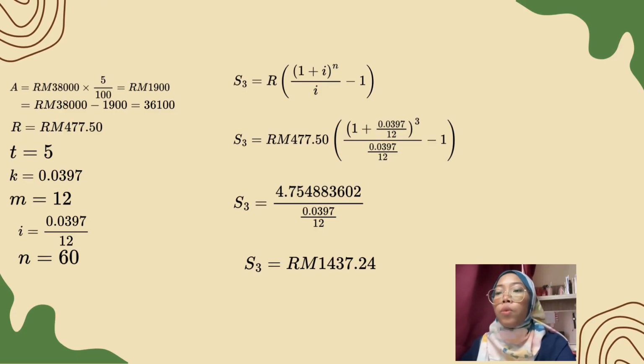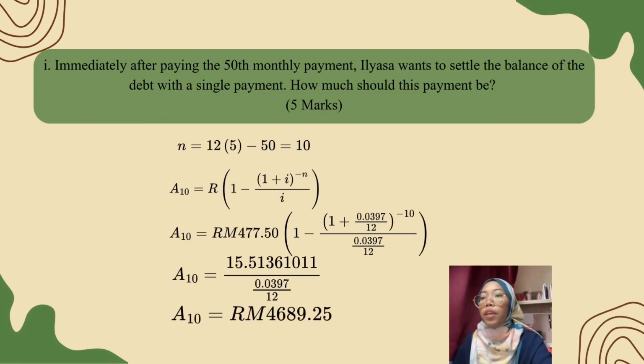So all the information we include in the formula, which is S equals R, 477 ringgit 50 cents bracket 1 plus 0.0397 over 12 to the power of 3 divided by 0.0397 over 12 minus 1 bracket, and we got S equals 4.75488360 divided by 0.0397 over 12. So the answer is S equals 1,437 ringgit 24 cents.